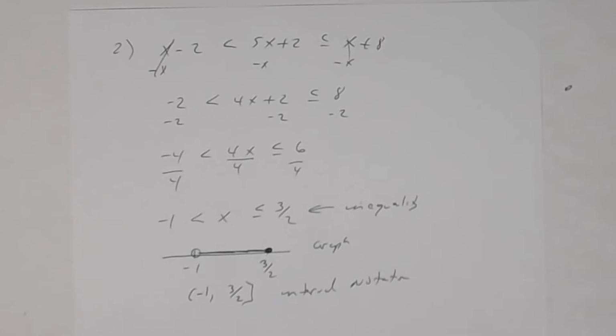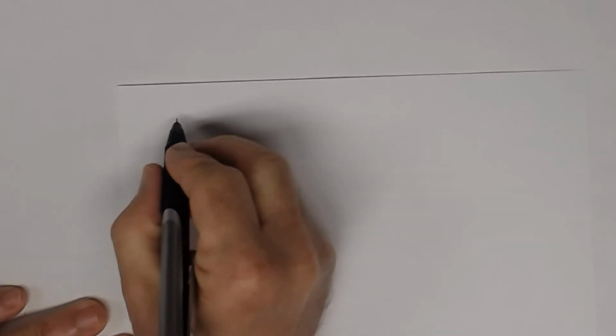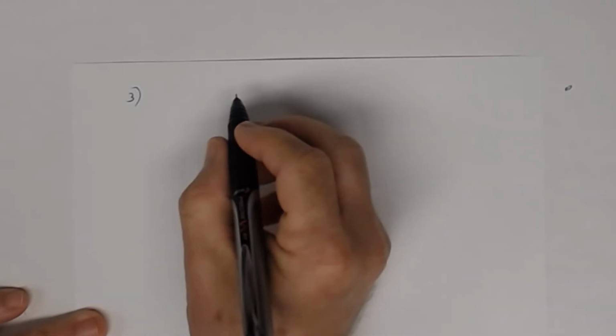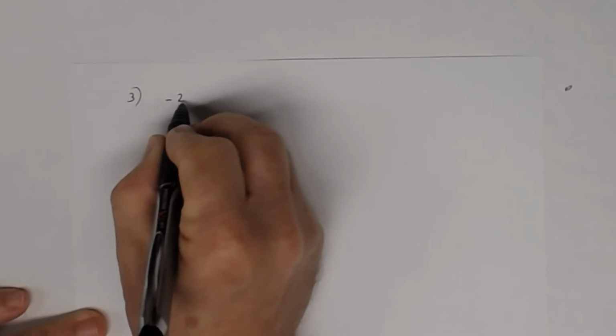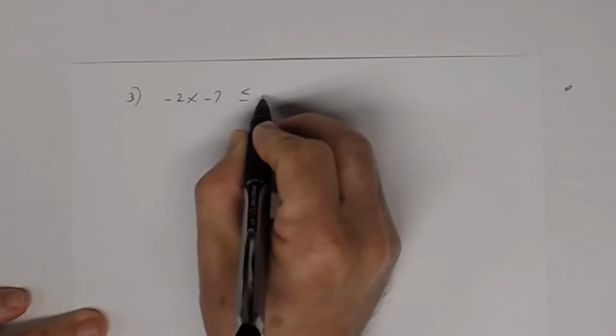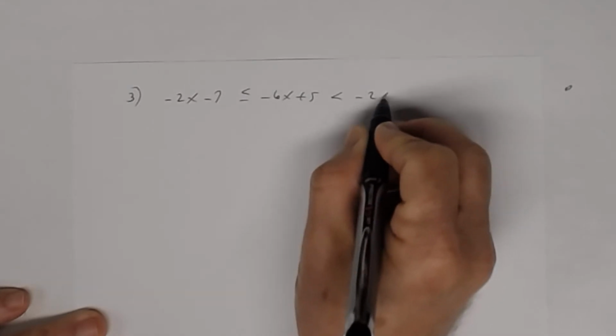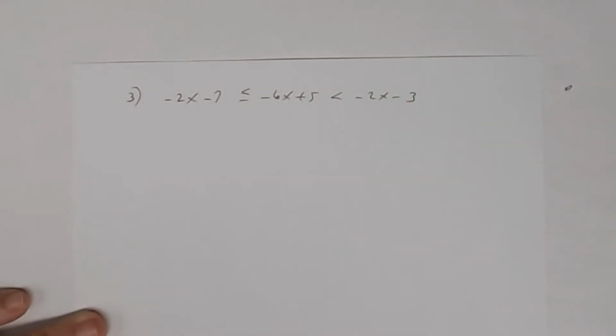All right, so that was number 2. Okay, let's look at number 3. In number 3, let's suppose we had this one: negative 2x minus 7 is less than negative 6x plus 5, which is less than negative 2x minus 3.